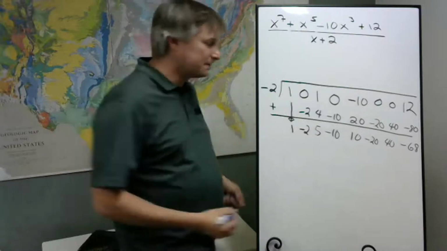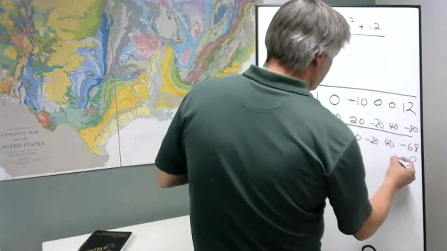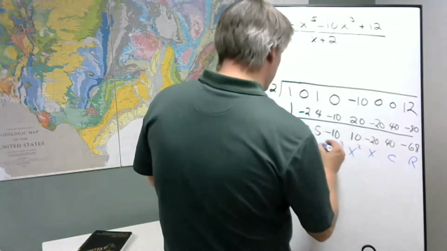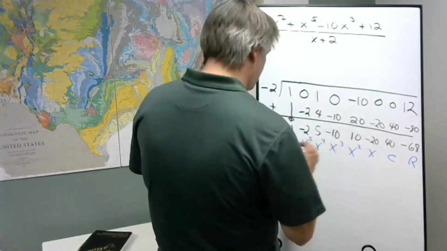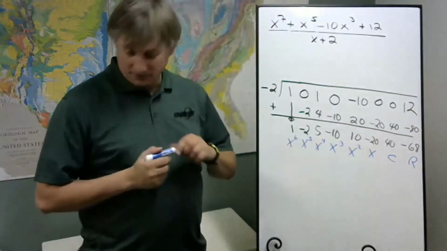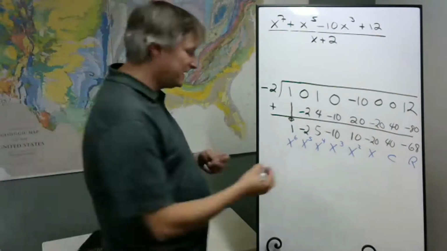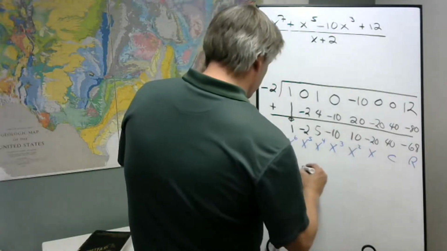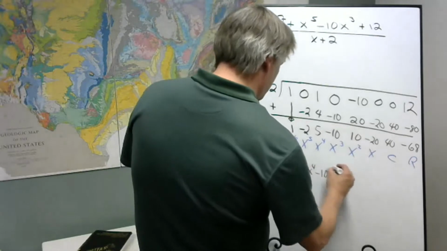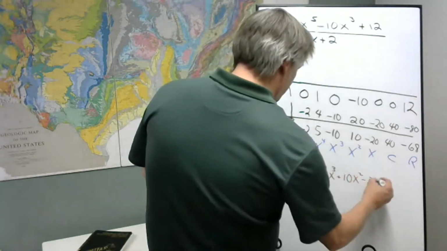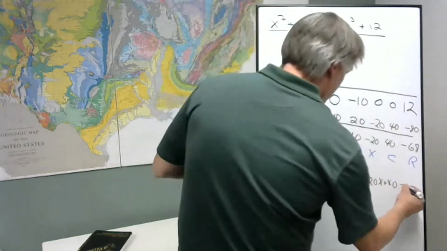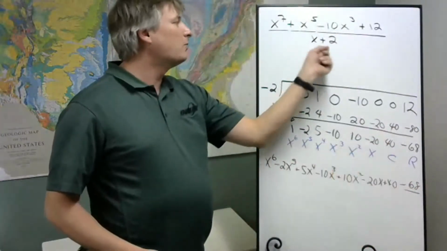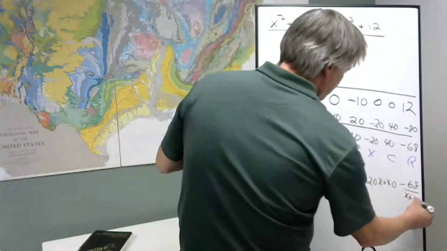So now, figure out our answer. Remainder term, constant term, coefficient for x, coefficient for x squared, coefficient for x cubed, coefficient for x to the 4th, coefficient for x to the 5th, coefficient for x to the 6th. And so what we finally get is x to the 6th minus 2x to the 5th plus 5x to the 4th minus 10x cubed plus 10x squared minus 20x plus 40 minus 68 over, and then we got to go back because this is a remainder. We always got to put it over the divisor, x plus 2.